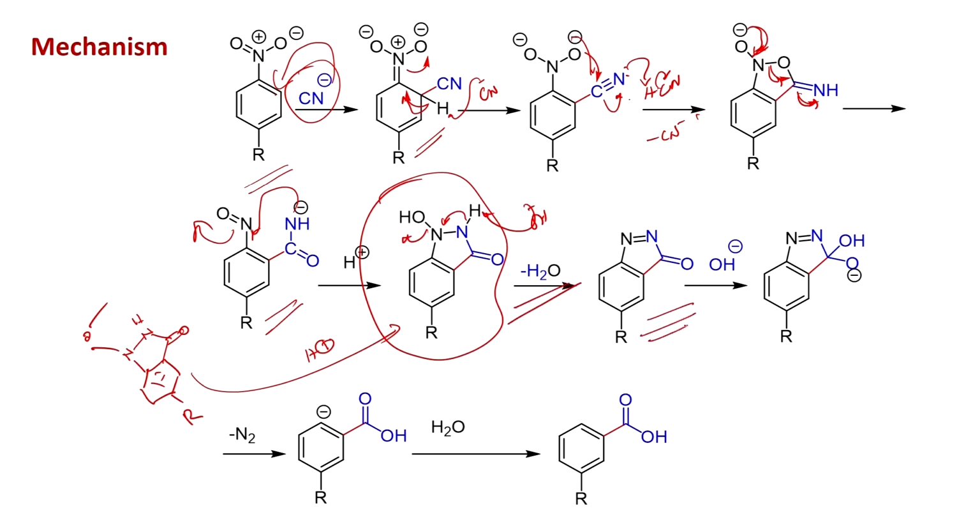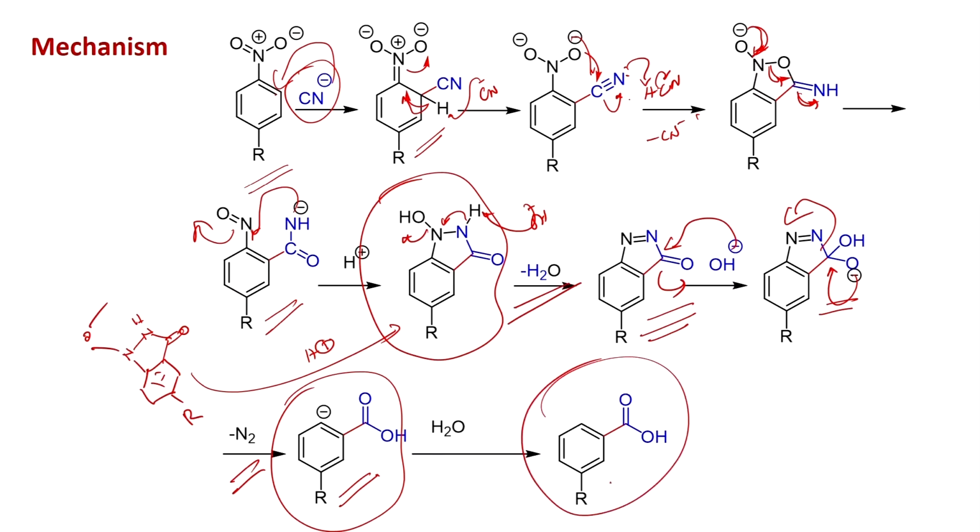You will have this intermediate. Once we have this one, the hydroxide ion can now undergo addition reaction. You will have this intermediate which can now lose a nitrogen molecule. You will have the carbanion intermediate. Once you have the carboxylic acid derivative, when we do the workup, you will be able to get the carboxylic acid product. What happens here? You lose this functional group and you introduce another functional group at the ortho position with respect to the nitro group. You introduce a carboxylic acid.